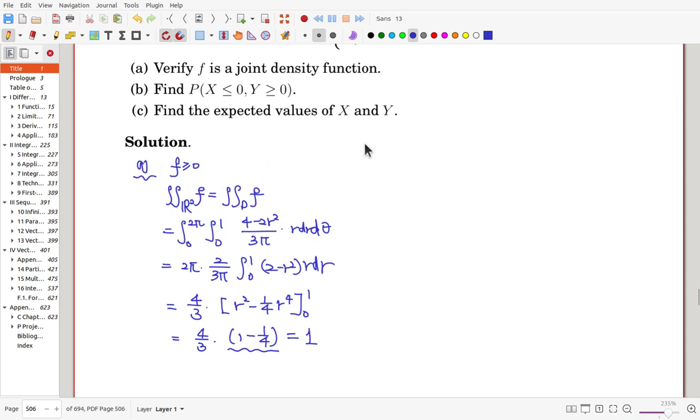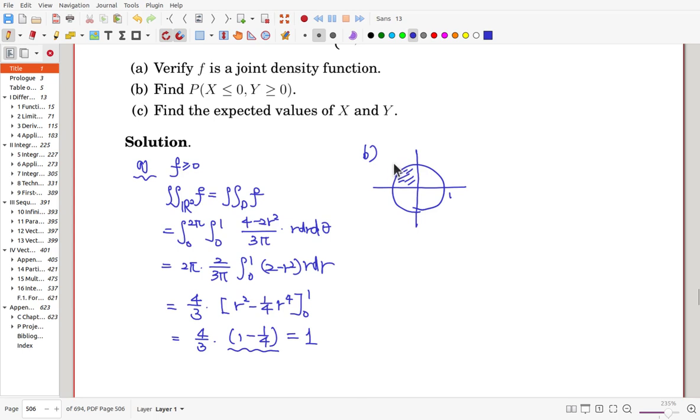Now part B, we want to find the probability when x is non-positive and y is non-negative. This is a non-zero region of the probability density function. Now x is non-positive and y is non-negative, so only this one. Over this region, we want to find the probability.